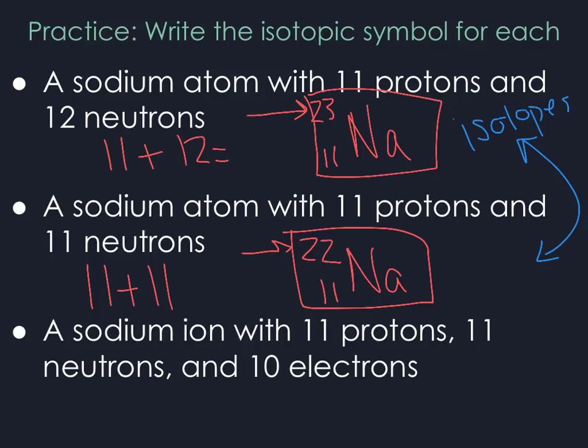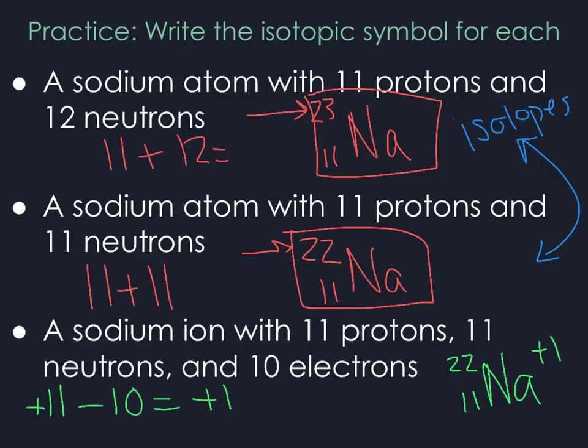Okay, now we have a sodium ion. That means we're going to have a charge, with 11 protons. And now it's saying we have 11 neutrons. Cool, we already did the math for that on the one right above it, so we have a mass number of 22. But now it says we have 10 electrons. So I have a plus 11 minus the 10 electrons, because remember, electrons have a negative charge. So that's going to give us a positive 1 charge. And remember, there is a positive charge here, so we are calling this a cation.